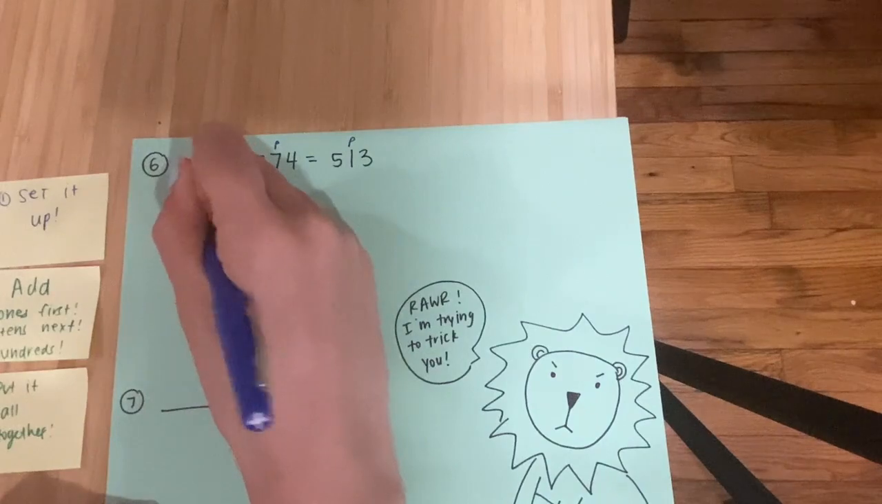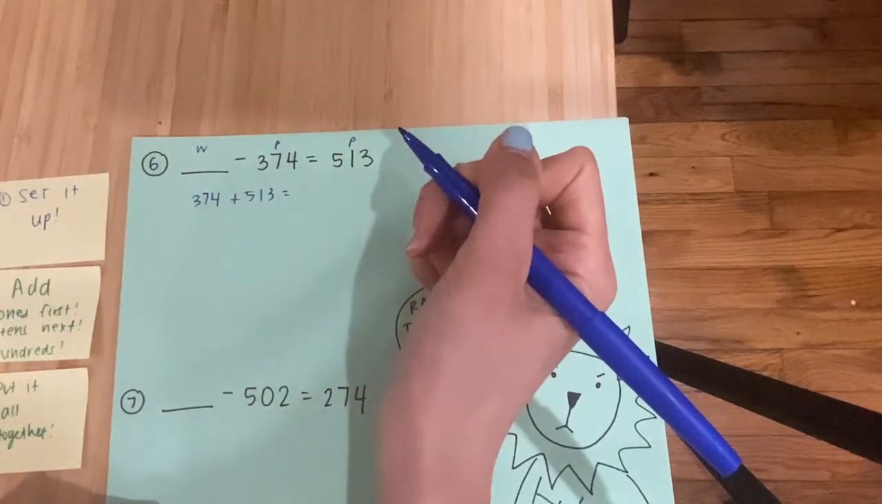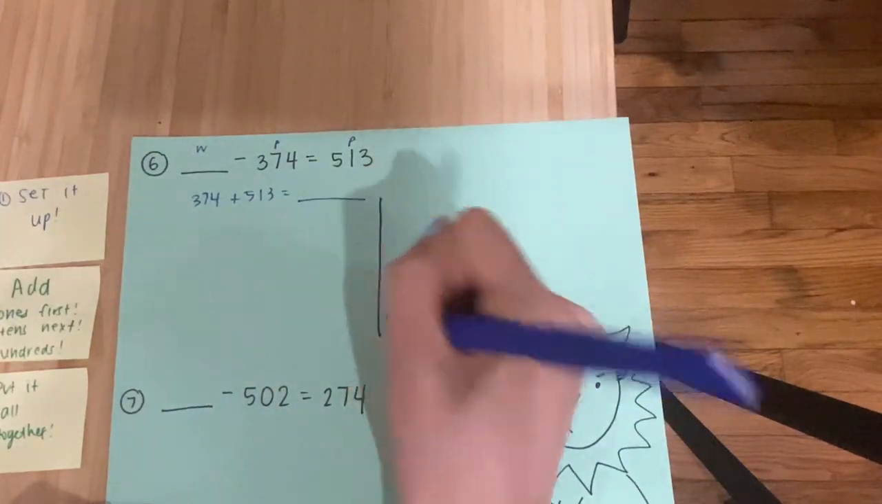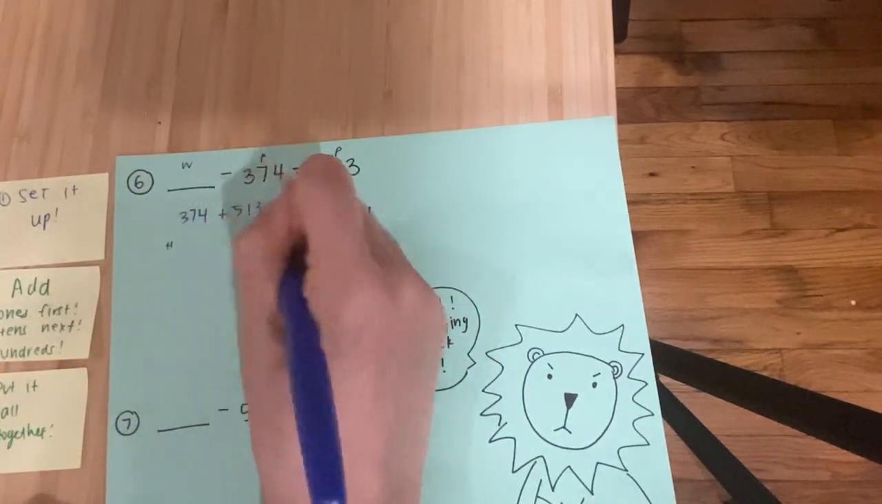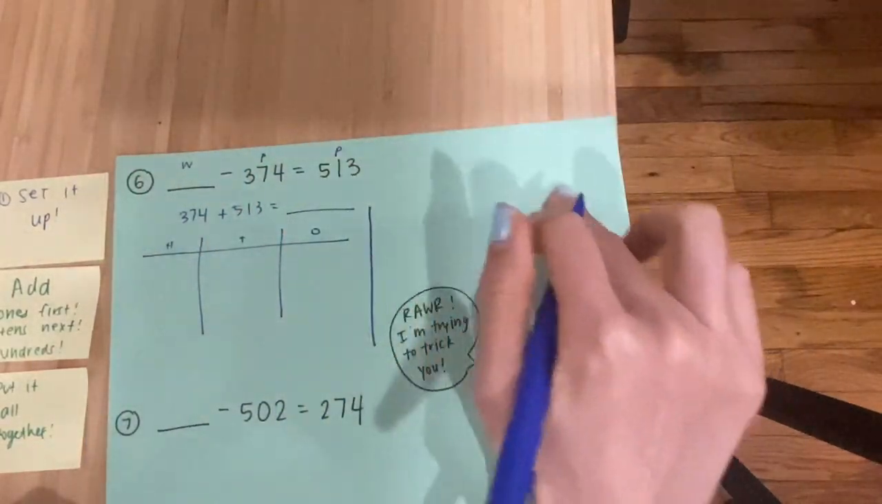So 374 plus 513, because those are my 2 parts, that's going to get me my whole. Okay, now I'm going to split my paper in half. My flat sticks and dots are going to be on this side, and my expanded notation is going to be on this side.